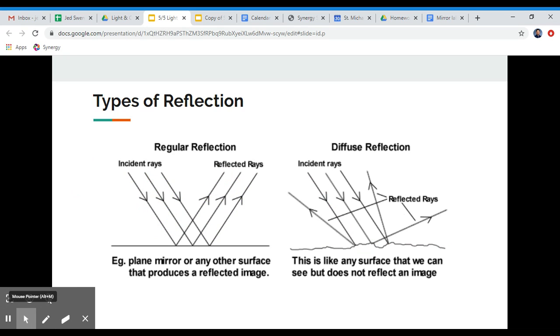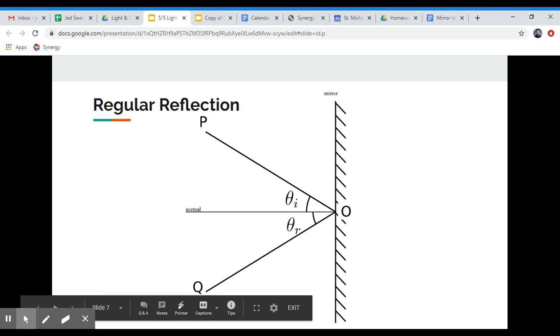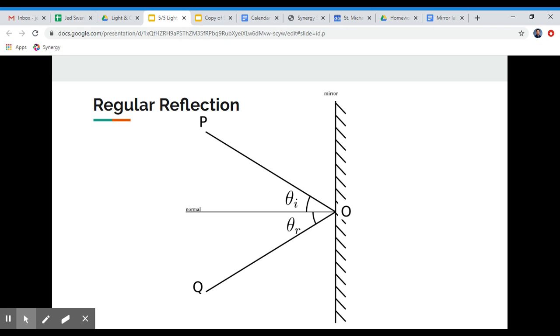Okay. So just talking about reflection and how that works, we talked about the terms incident and reflected. Sometimes they use the letters P and Q. So P would be my incident ray. They like to use the letters P and Q when we're talking about optics and things like that. Not 100% sure why. And then Q would be my reflected ray.